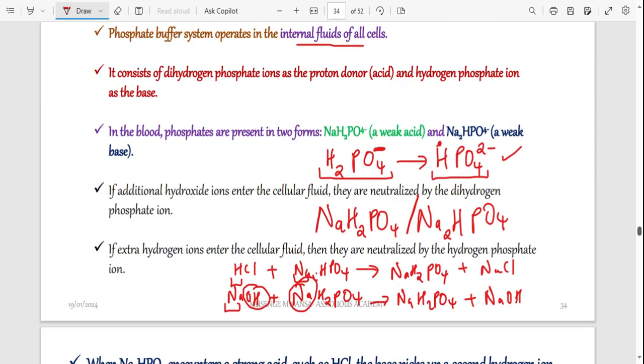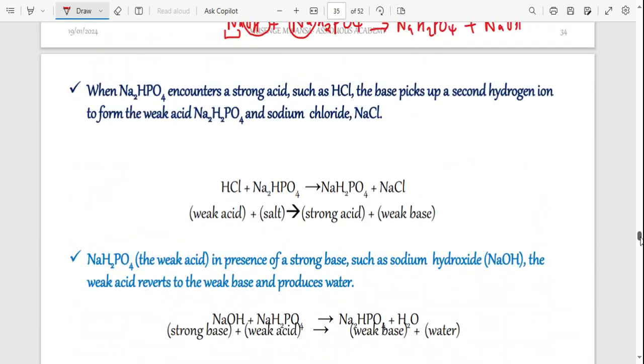Now I'd written something else here. Let me use this same one here.